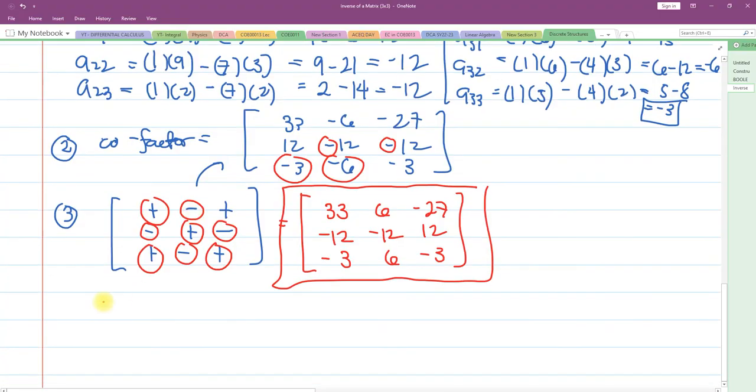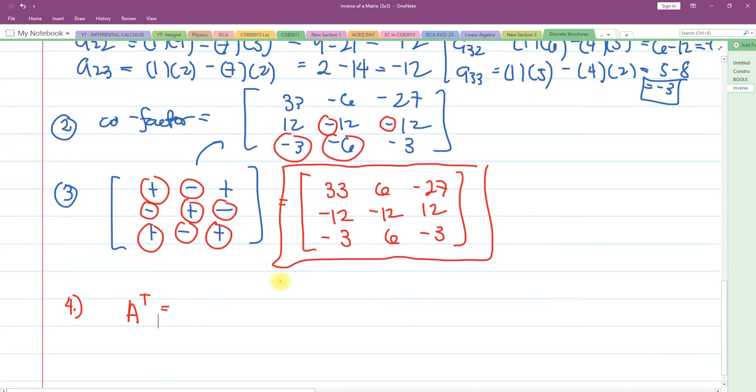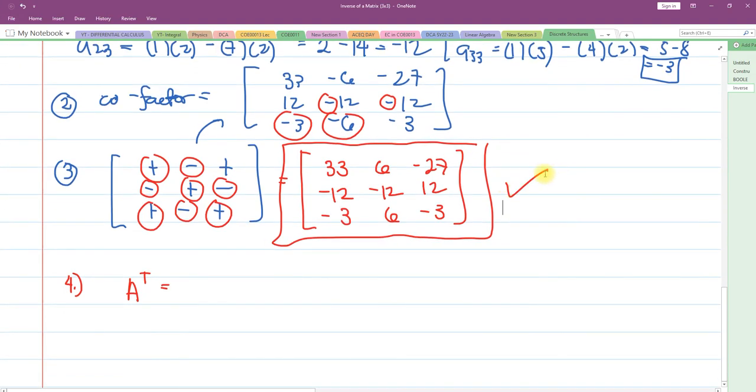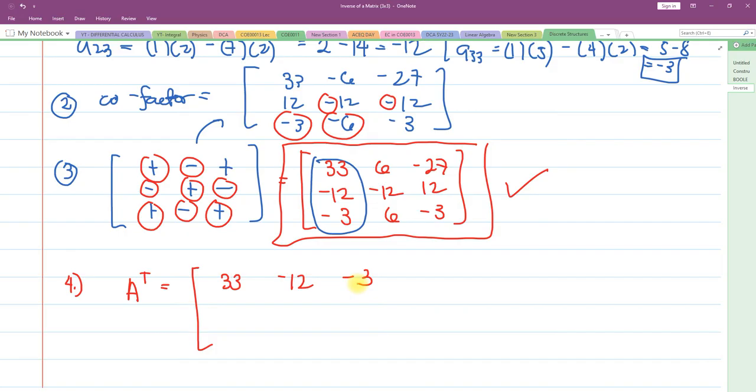For number 4, we are going to get the transpose of that matrix. Let's say the A transpose of this matrix with the applied conventions. So, this is row 1, or column 1. I'm going to make it our row 1. So, 33, negative 12, and negative 3. Take note, what I've taught a while ago is that getting the transpose is just simply interchanging the rows and columns. So, this column 1 becomes the row 1.